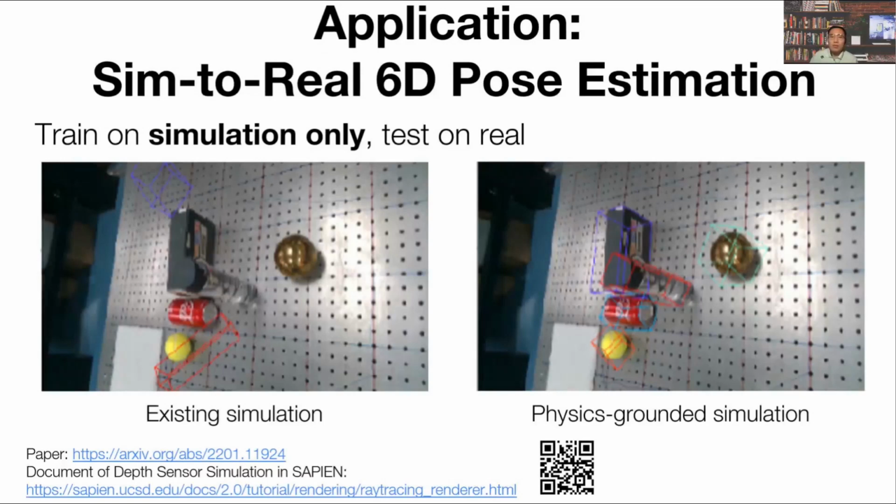Such a depth sensor simulator can be helpful for many tasks, for example, 6D pose estimation. It is very difficult to get the precise 6D pose of objects in the real world. However, we can access it in simulation at no cost. In this experiment, we generate a large-scale 6D pose synthetic dataset using the proposed depth sensor simulator, train a state-of-the-art pose estimation network on the synthetic data, and directly test it on the real data.